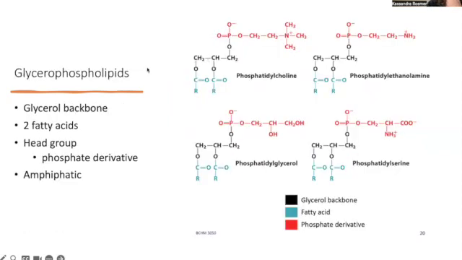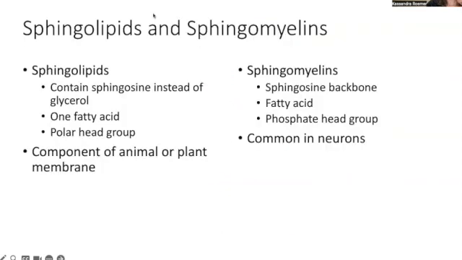So talking about head modifications, we have glycerol phospholipids. Again, we have a glycerol backbone, but we only have 2 fatty acids and a modification of the head group by a phosphate derivative. Glycerol phospholipids are amphiphilic because they carry that nonpolar tail with the fatty acid chains and a polar head group, the phosphate derivative.